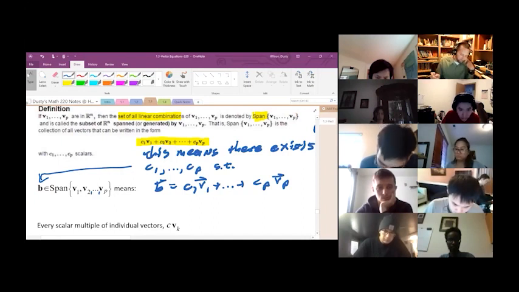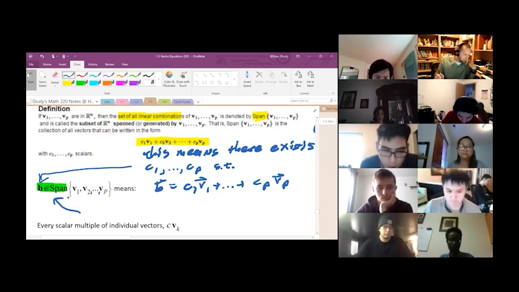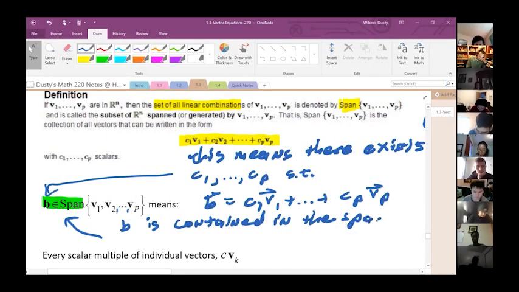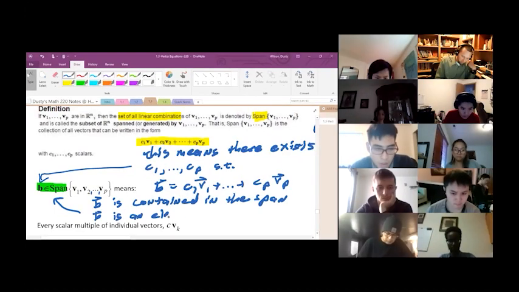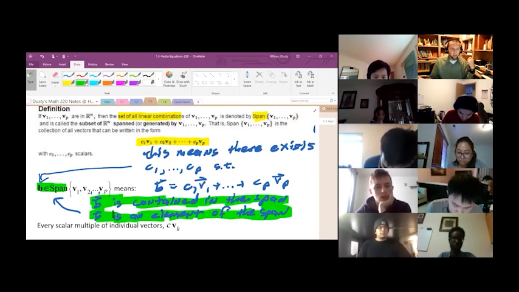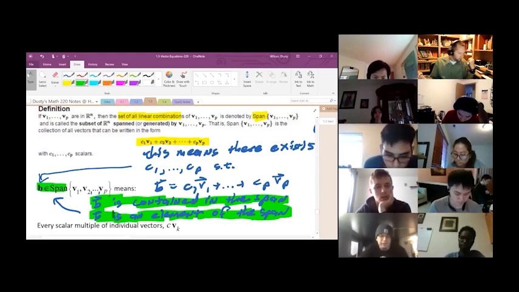Or you could translate this phrase, if you want, to mean that B is contained in the span, or B is an element of the span. It's kind of new vocab. We'll be using it a whole bunch. Don't worry if it's not 100% clear yet.